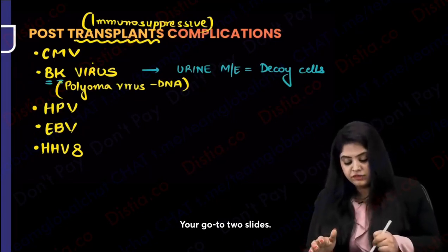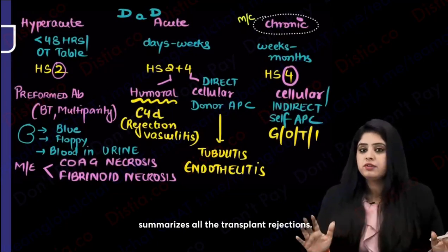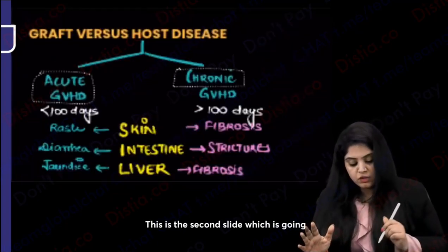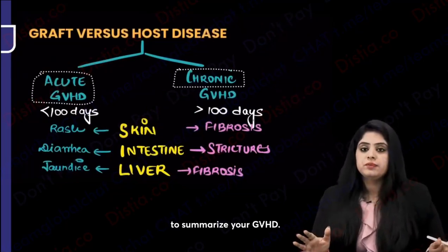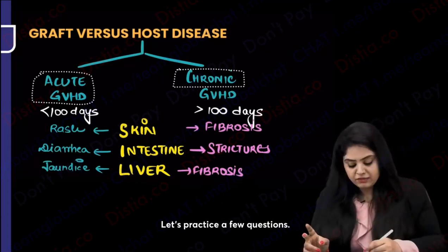Your go-to two slides. Remember, this is the first slide which summarizes all the transplant rejections. This is the second slide which is going to summarize your GVHD. These two are going to be your last day revision for sure. Let's practice a few questions.